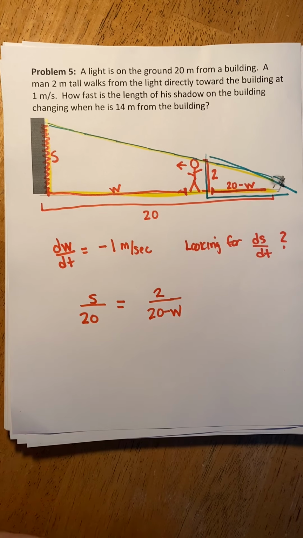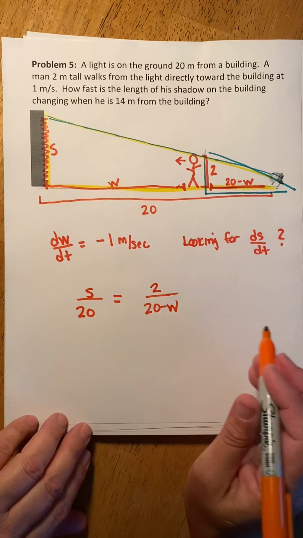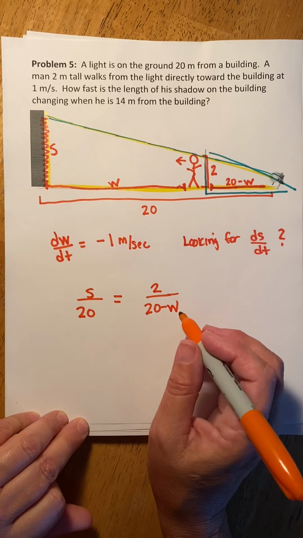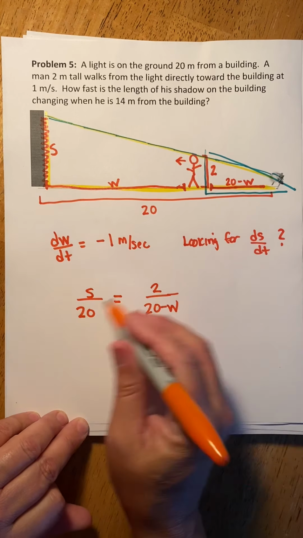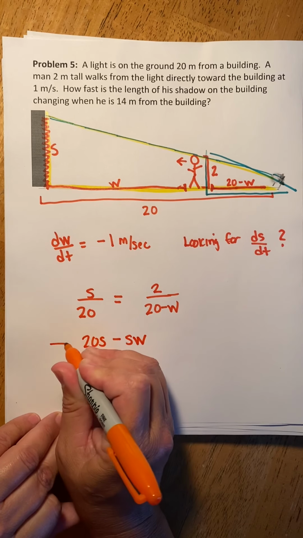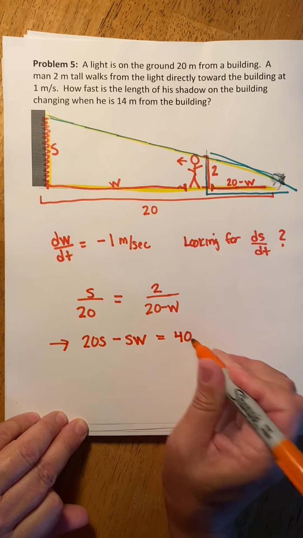So this is our relationship. You can use the quotient rule if you want. I prefer to multiply and use the product rule. So I'm going to multiply both sides by 20 and 20 minus W, or just cross multiply. I get 20S minus SW is equal to 40.